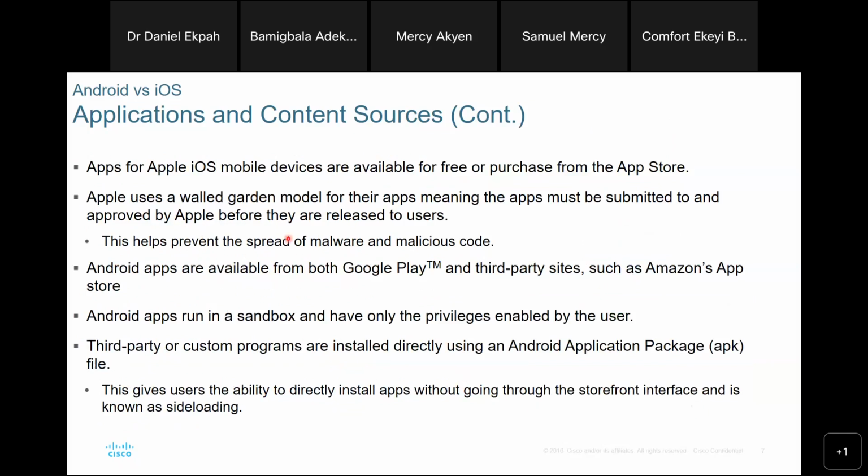Apple uses a walled garden model for its apps, meaning that the apps must be submitted to and approved by Apple before they are released to users. This helps prevent the spread of malware and malicious code. Android apps are available from both Google Play and third-party sites such as the Amazon Appstore.